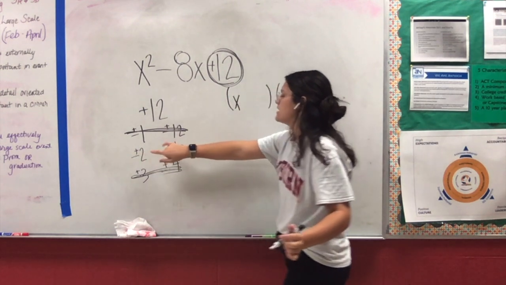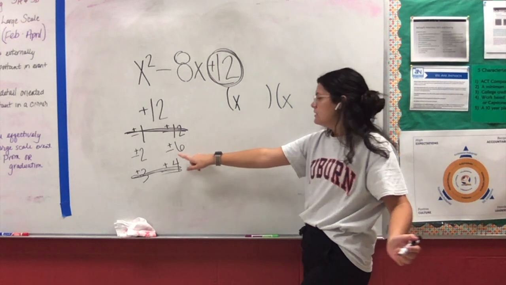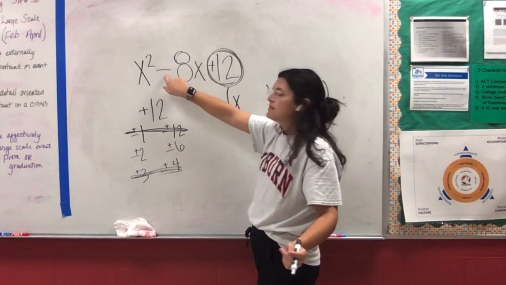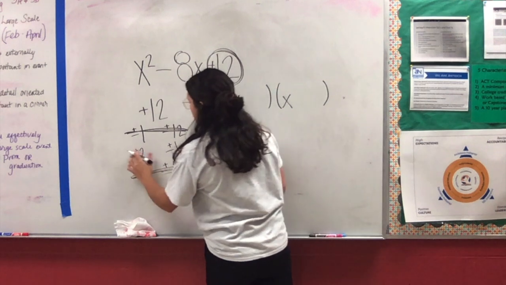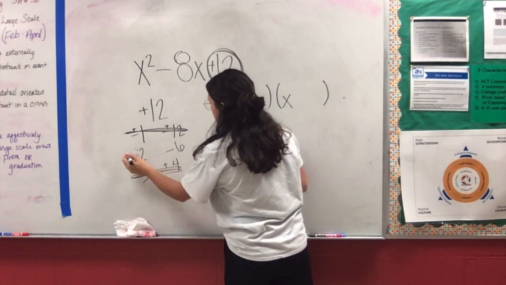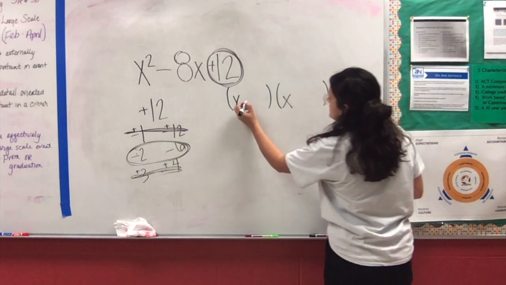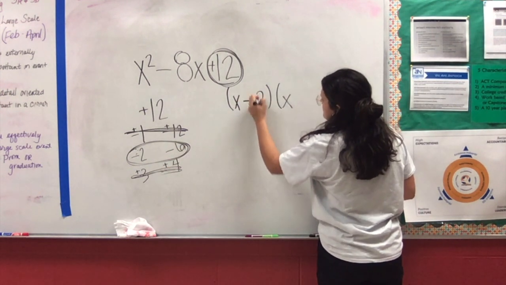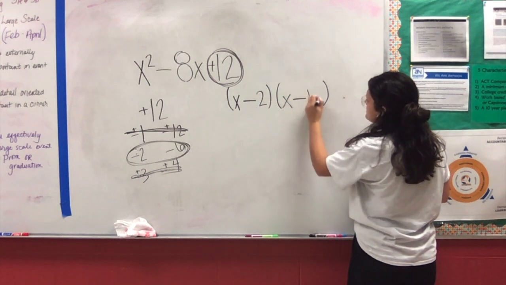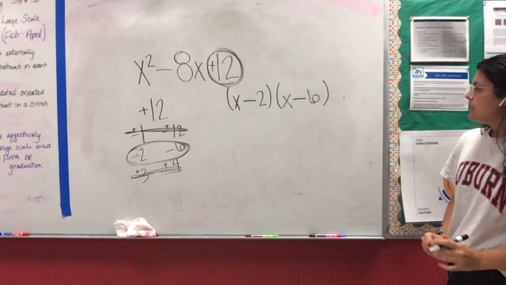But now we need to decide if it's positive or negative. So it's not going to be positive because our 8 is negative. So we are going to have negative 2 plus negative 6. And these two factors are going to be what goes here. So x minus 2 and x minus 6. And this is our answer.